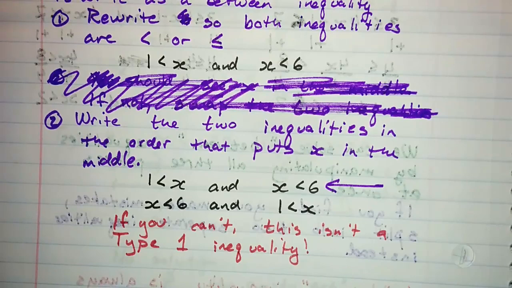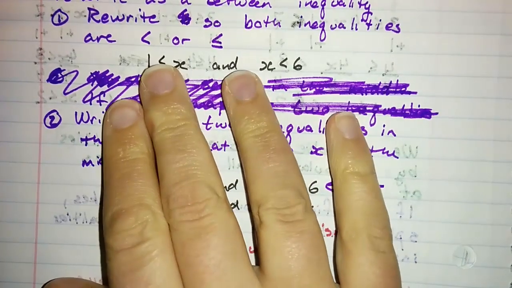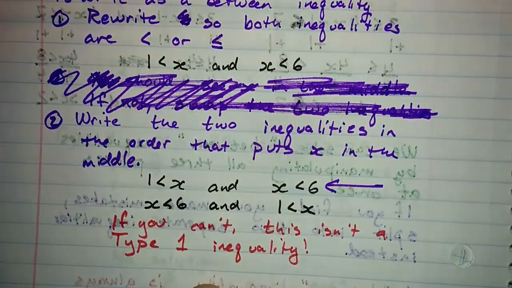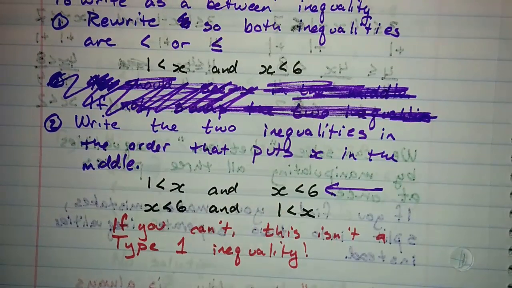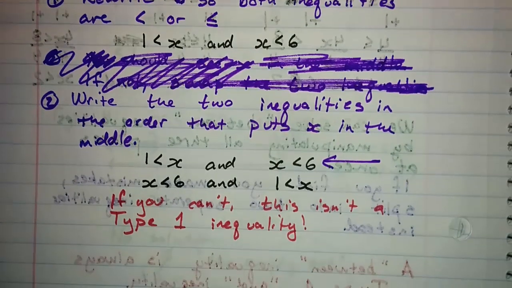If after they're both less than inequalities, you can't write it so x is in the middle, you didn't have a type 1 to begin with. So you're not getting a betweenness inequality out of this.